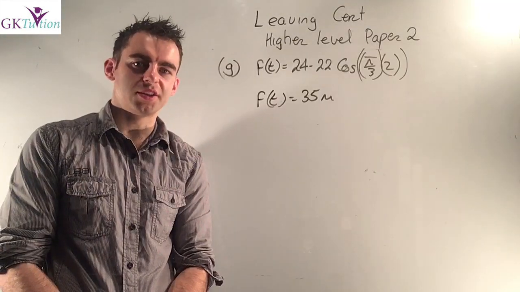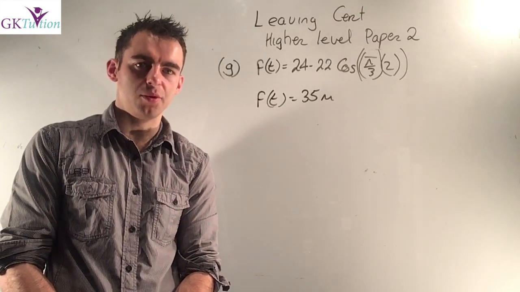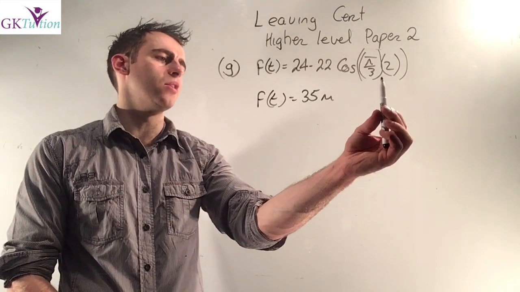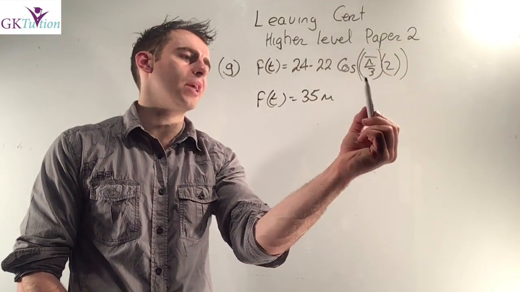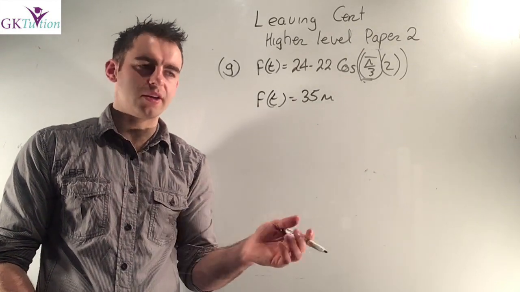For part G, there's 10 marks going for us. They asked you what height will you be after 2 minutes. After 2 minutes, you sub into your formula. Remember, that's pi over 3, so that's in radians. So make sure you convert your calculator into radians.